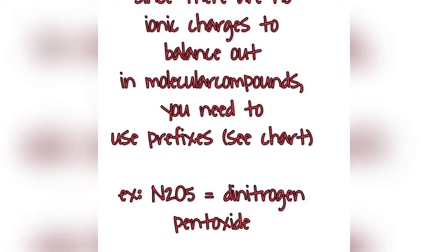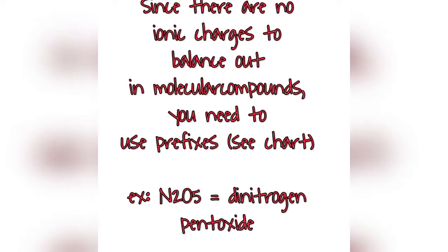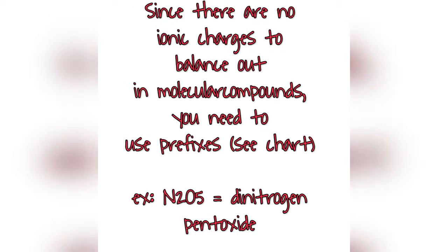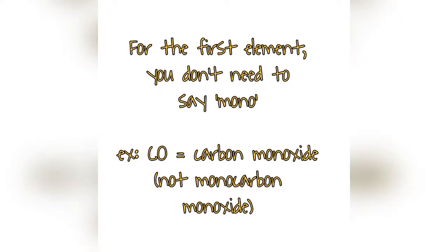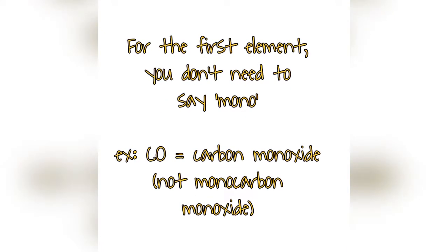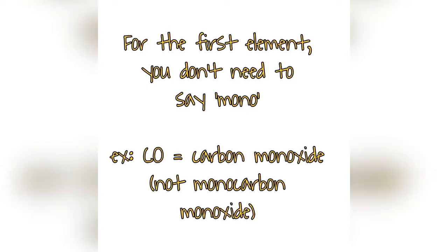Since there are no charges to balance out in molecular compounds, you need to use prefixes. For the first element, you don't need to say mono. For example, carbon monoxide, not monocarbon monoxide.